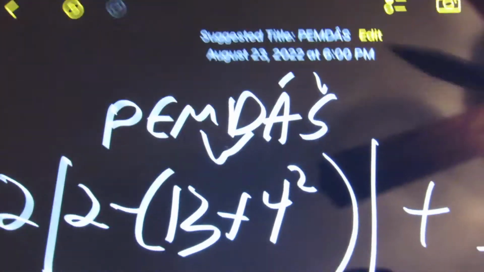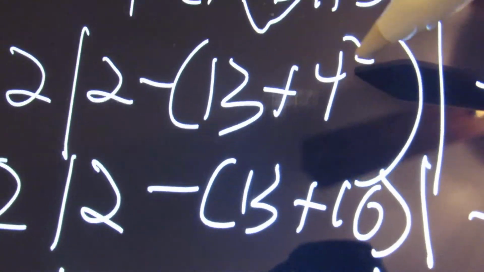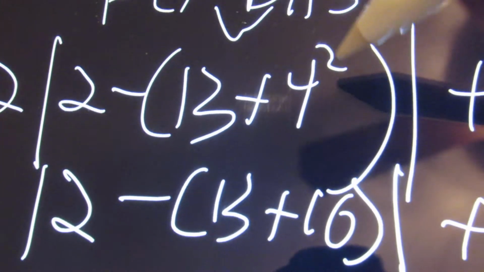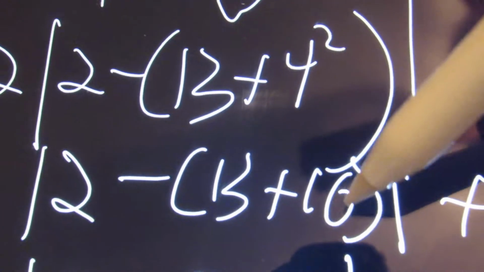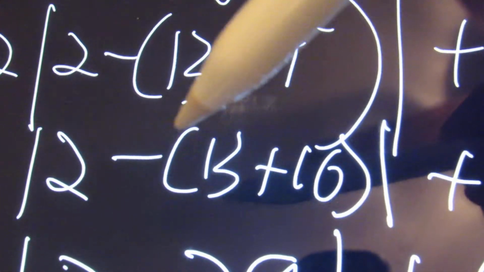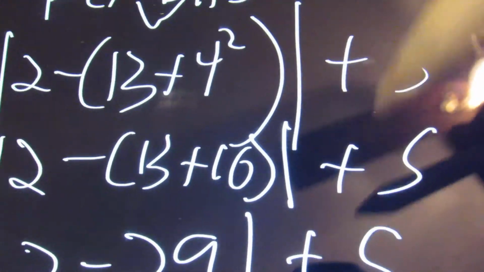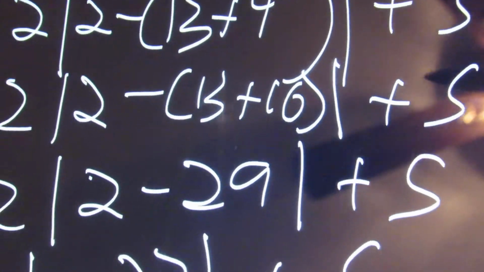So I'm going to go through it again. The inside of the parentheses is what we're going to do first. And in there we have an exponent, so we need to do that first. And 4 squared is 16. So we're going to have 2, absolute value of 2 minus, in parentheses, 13 plus 16. Close the absolute value, and then plus 5.